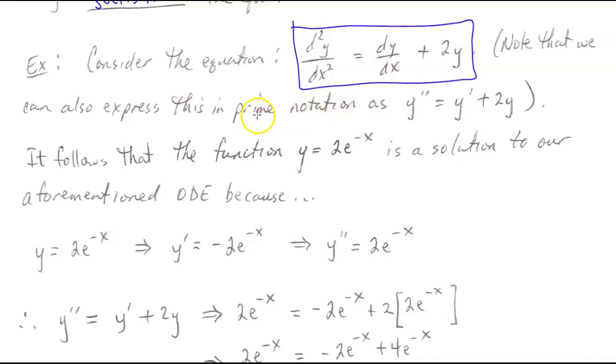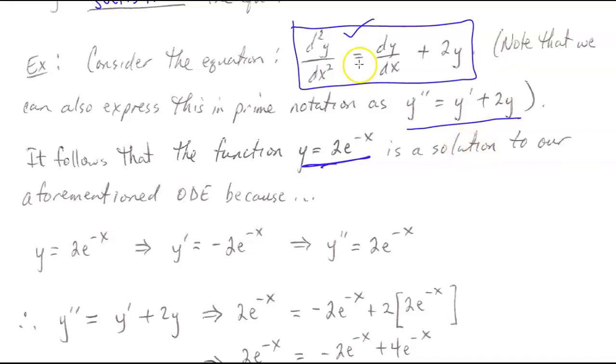Now, as an example here, let's consider this second order differential equation. And so here we want to consider this equation, and note that we could also express it in this prime notation. And we know that it follows that this particular function here would be a solution to this particular equation. Now, you're asking, how do we get that? Well, we just guessed. And we're guessing, and we're going to verify that our guess is valid.